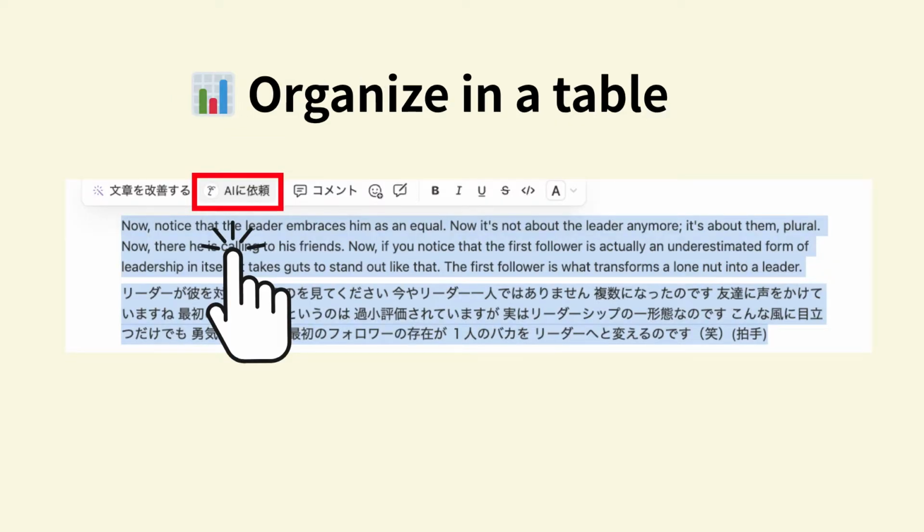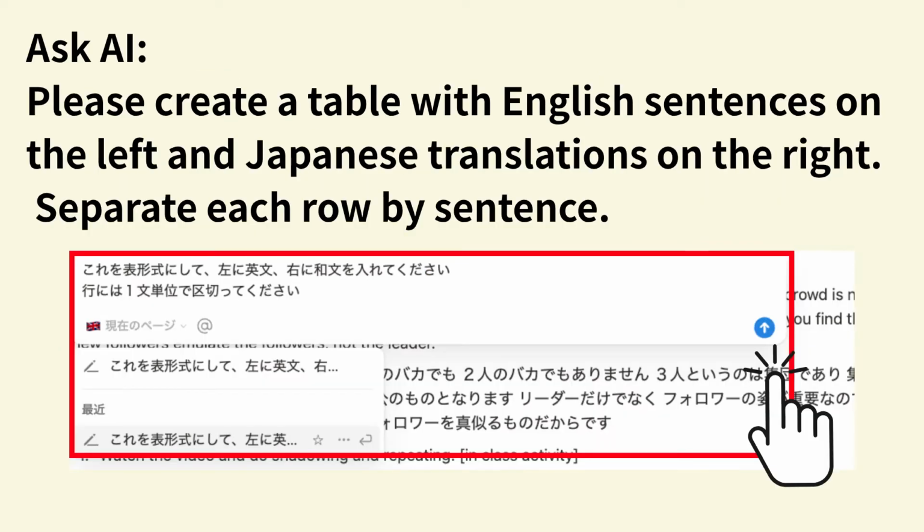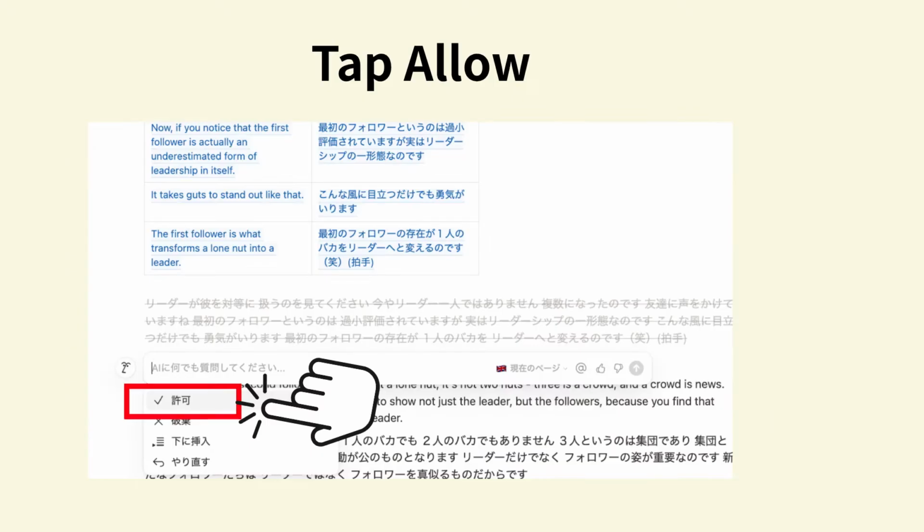Select the part you want to ask the AI to work on, and click the Ask AI button. Please make this into a table with English on the left and Japanese on the right. Separate each row by sentence. Then click the arrow button in the bottom right corner. To apply the AI suggestion, tap Allow here.